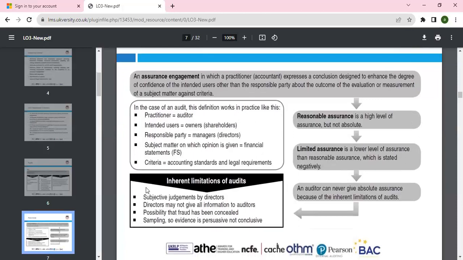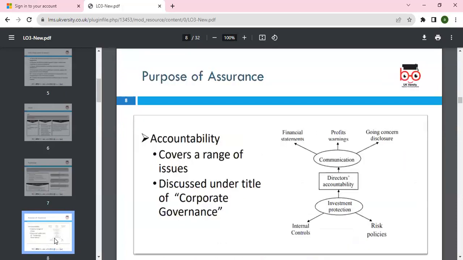So we had a discussion in the past on the practitioner and intended users, shareholders, managers, and agency theory. We need to keep that in mind. Okay, so what is the purpose of assurance? Why is it crucial? Accountability. It covers a range of issues discussed under the title of corporate governance: financial statements, profit warnings, going concern.